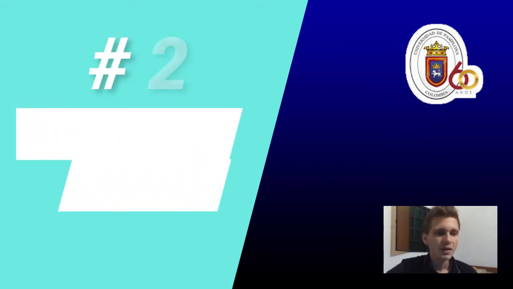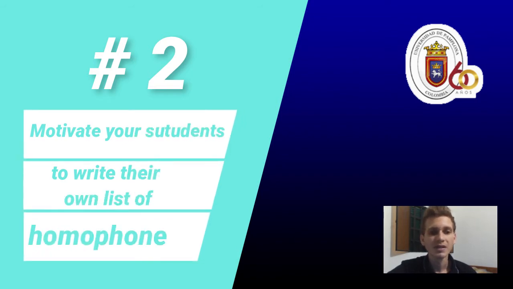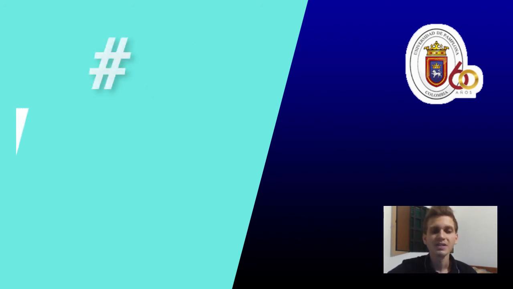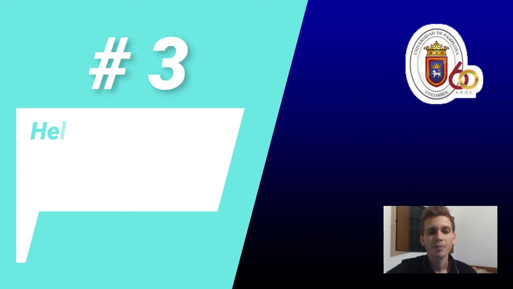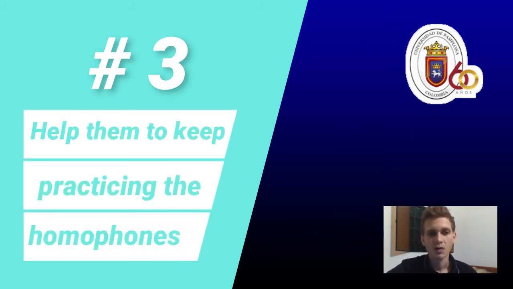The second one is to motivate your students to write their own list of homophone pairs in a vocabulary notebook, and from time to time have them write sentences using them. The next tip is to help them keep practicing by filling the gap in sentences or in a paragraph, for example. This will help them to better understand and remember which word goes with which meaning.